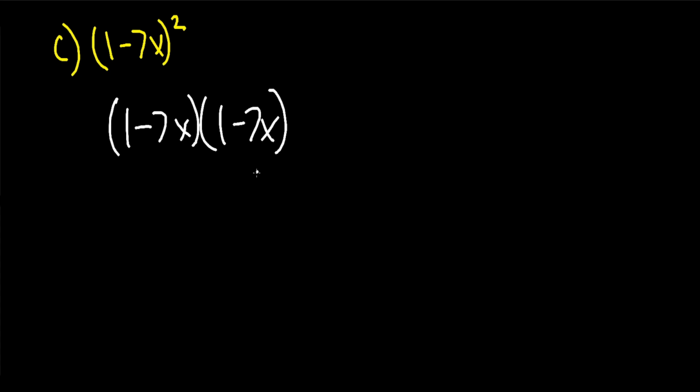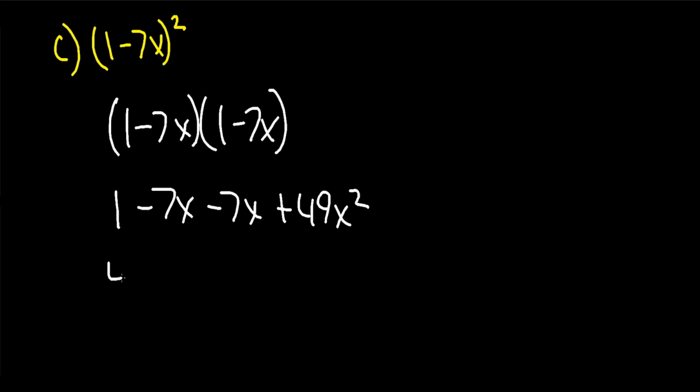Now again, apply the FOIL method. So 1 times 1 is 1. 1 times negative 7x is negative 7x. Negative 7x times 1 is negative 7x. And then negative 7x times negative 7x is plus 49x squared. And remember before, we would like to write the term with the largest exponent on the left-hand side. And so we'll do 49x squared minus 14x plus 1. And that's our answer.